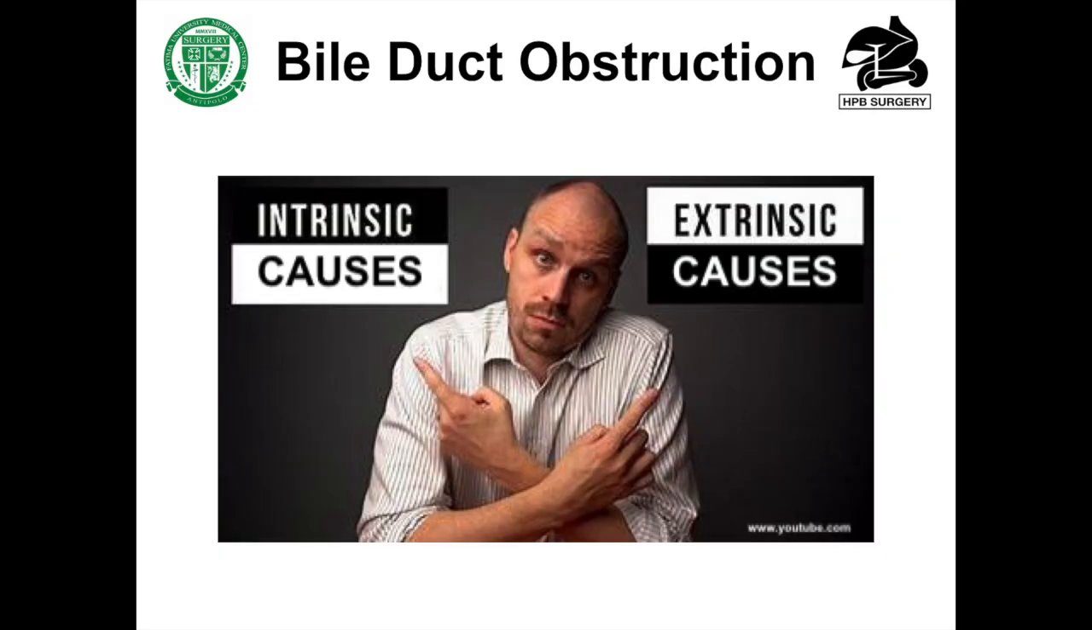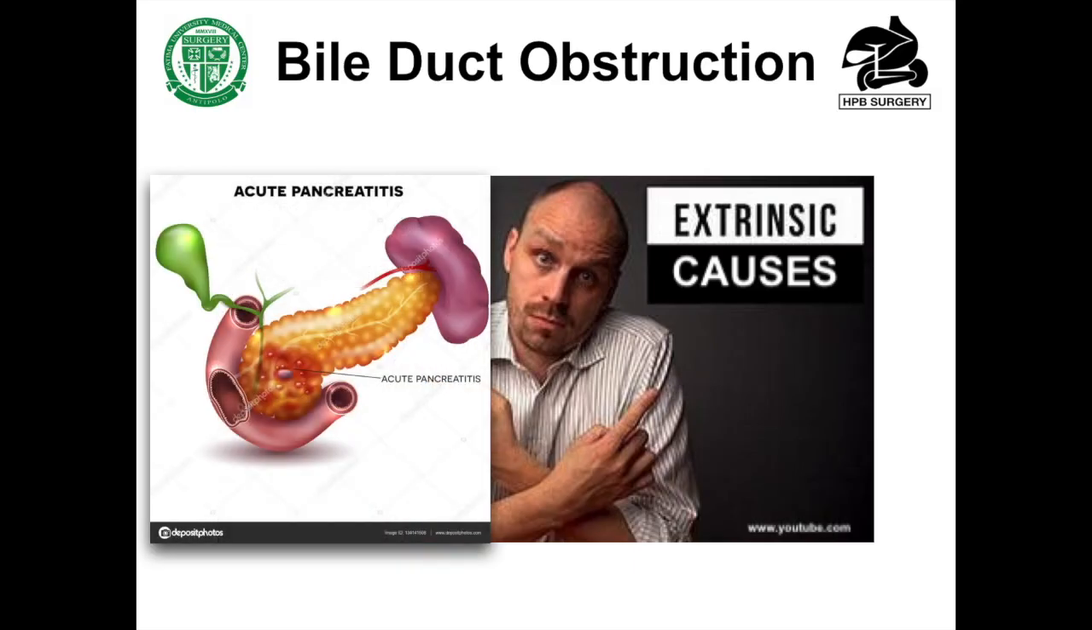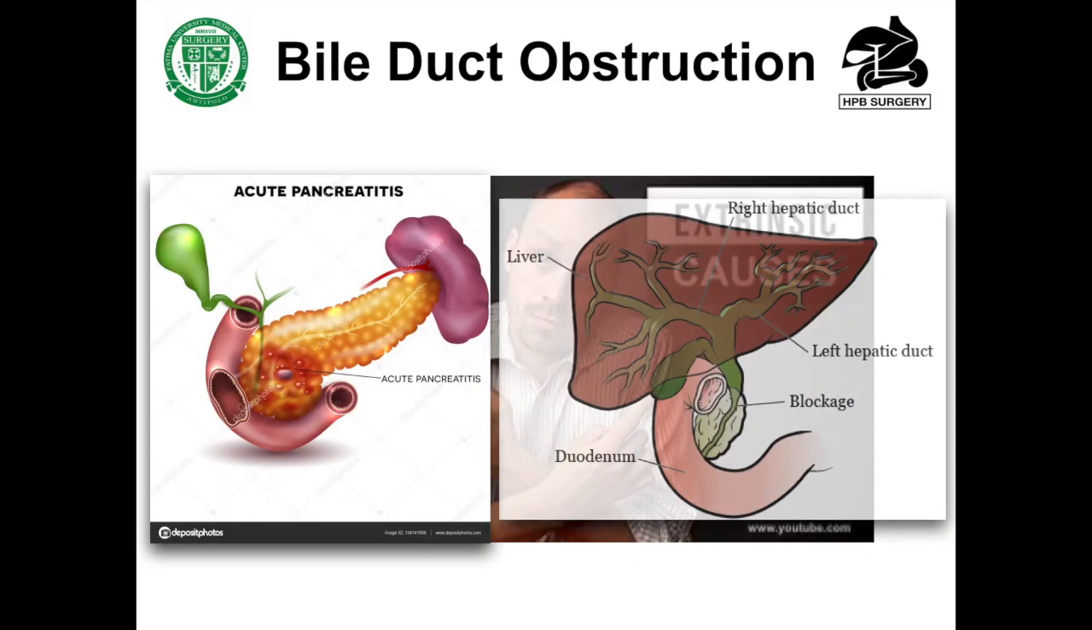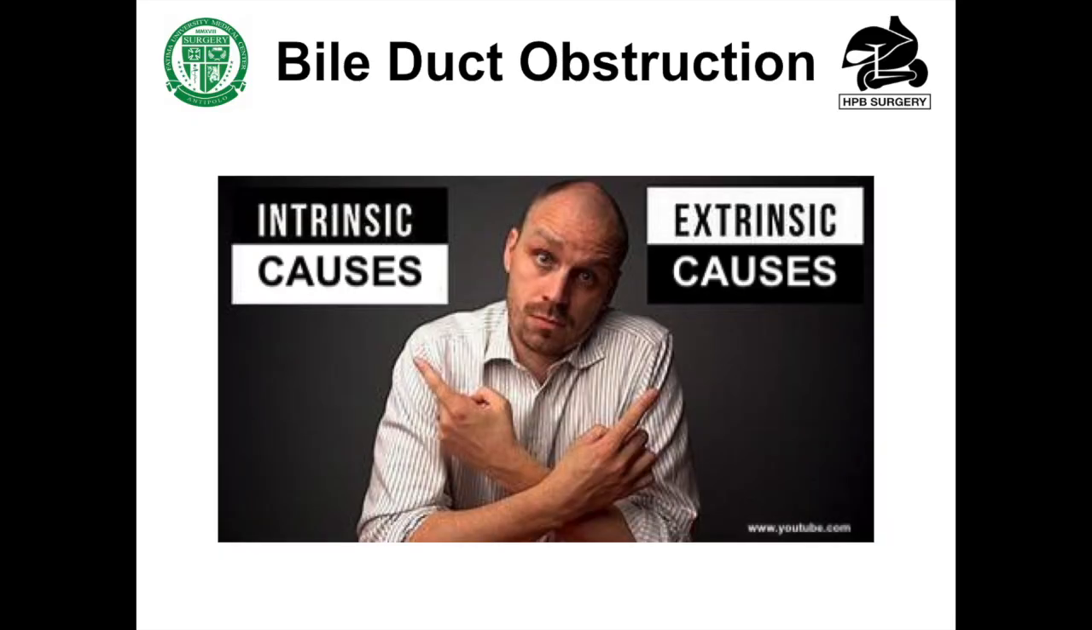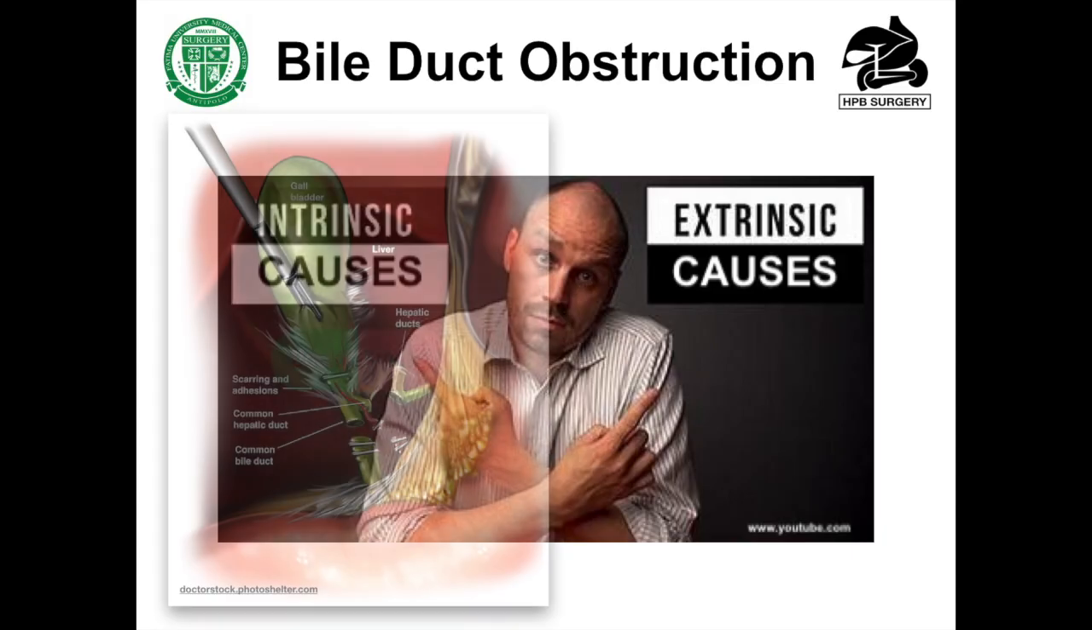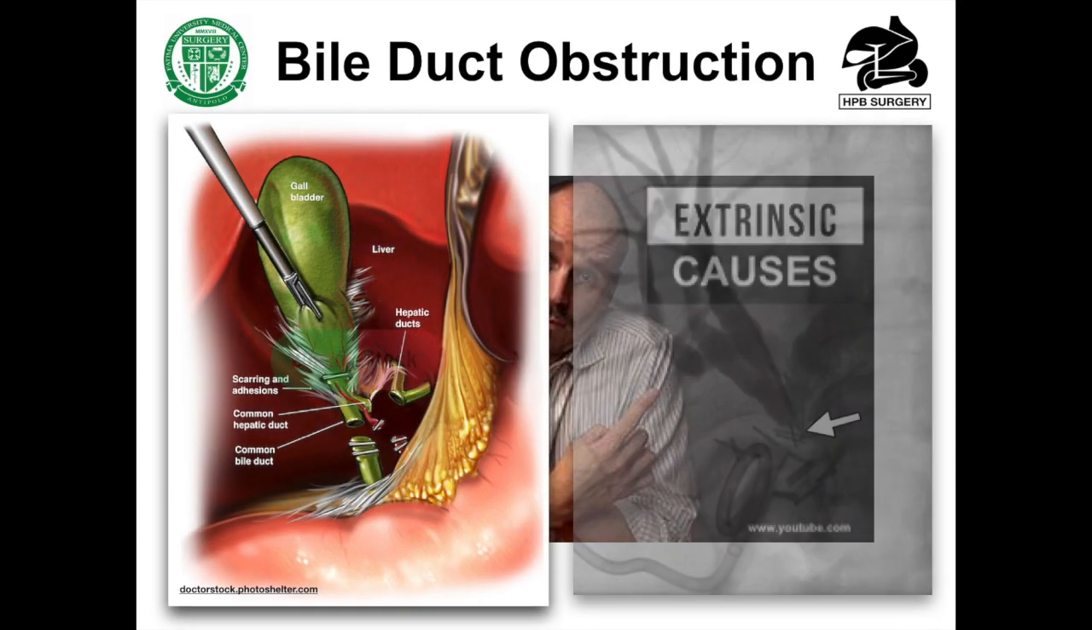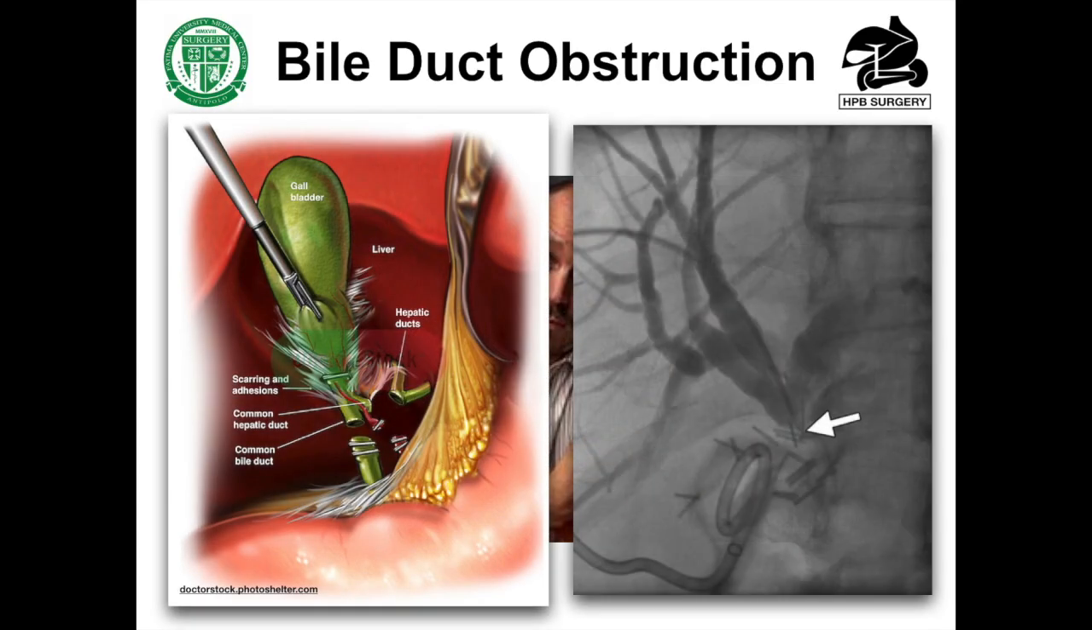Extrinsic compression of the biliary tree is commonly due to pancreatic disorders. Patients with pancreatitis, pseudocysts, and malignancies can present with jaundice due to external compression of the biliary system. Finally, surgical complications can cause extrahepatic cholestasis. Misadventures with surgical clips and inadvertent injury to the biliary system can result in obstructive jaundice.